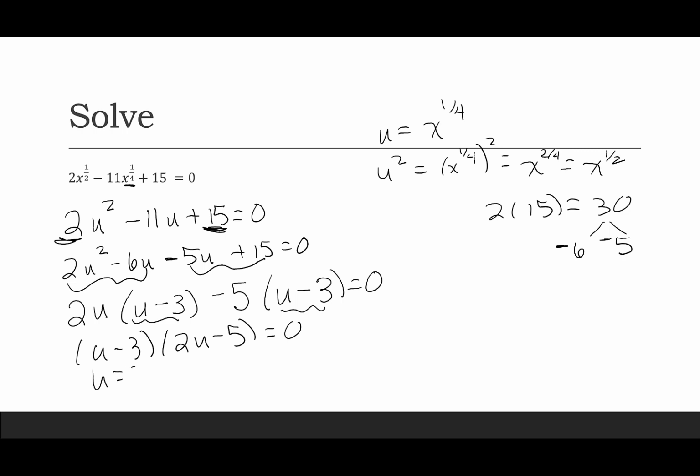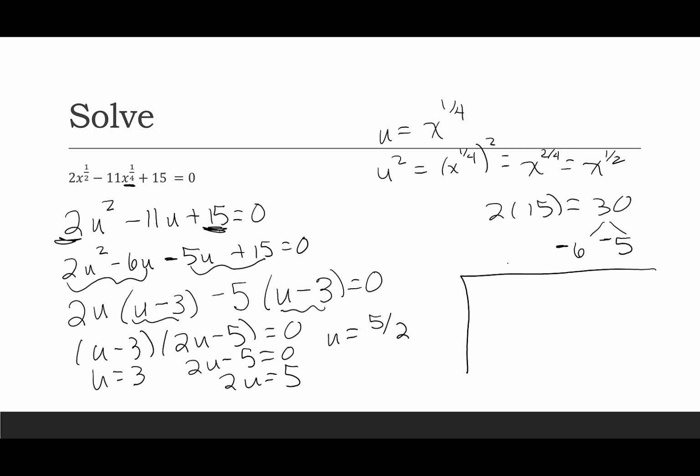So this says u is equal to 3. This says 2u minus 5 equals 0. 2u is 5, so u is 5 over 2. Now, we don't want to stop there because the question didn't start with u, it started with the x's. So I have to say, what was u? U was x to the 1/4. So x to the 1/4 is equal to 3.